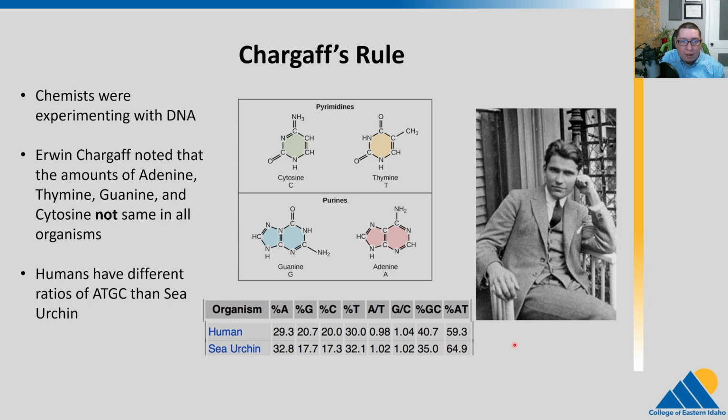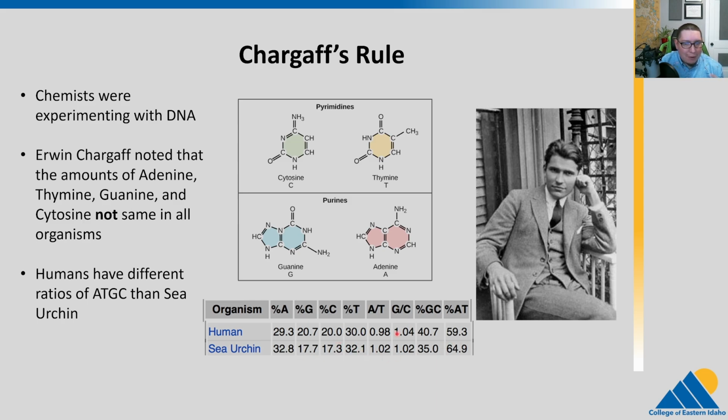Chemists were doing all kinds of experiments with DNA. One of them was Erwin Chargaff. Here he is, very dashing man here in his suit and tie. Chargaff was doing experiments on DNA, and he noticed something interesting. When he got DNA from different sources, the amounts of the different bases that were in there were different. So like humans had a different ratio of A, T, G, and C than sea urchins. Back to sea urchins, right?